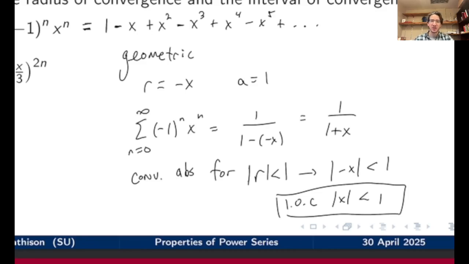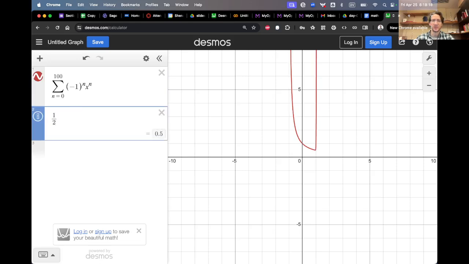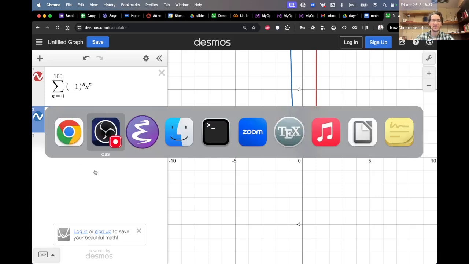You can go into Desmos and check this. In Desmos, I type the sum n equals 0 to infinity. I'm just going to, again, use 100 of minus 1 to the n times x to the n. There's the function we're looking at, 1 over 1 plus x. Looks like that. And these agree for absolute value of x less than 1. So it's pretty cool. Geometric series lead to pretty straightforward calculations for functions we can represent using those series.